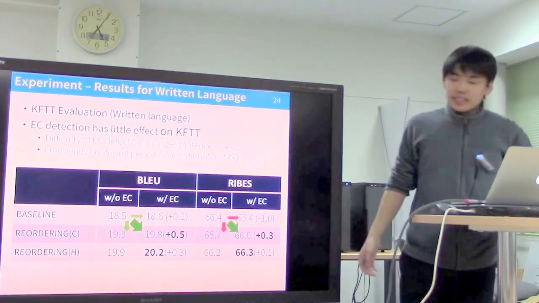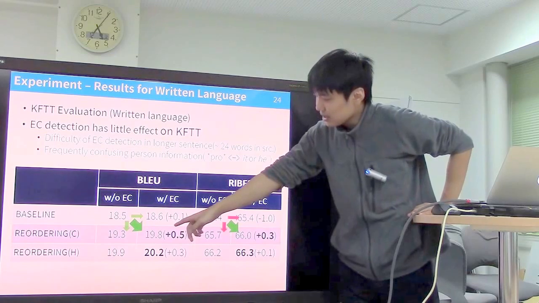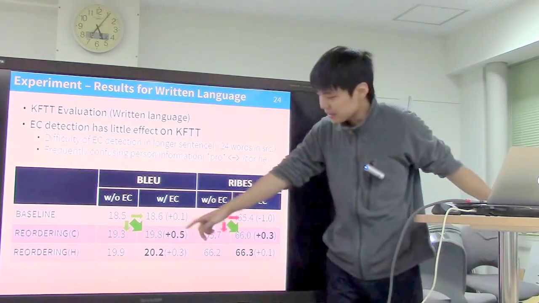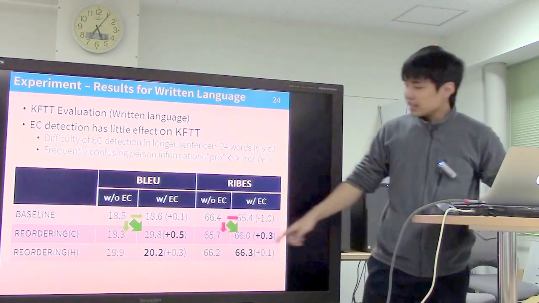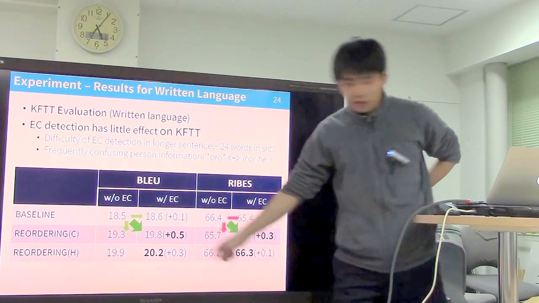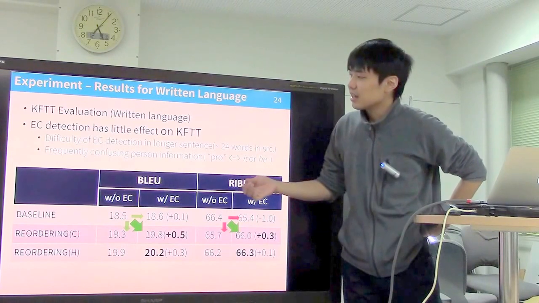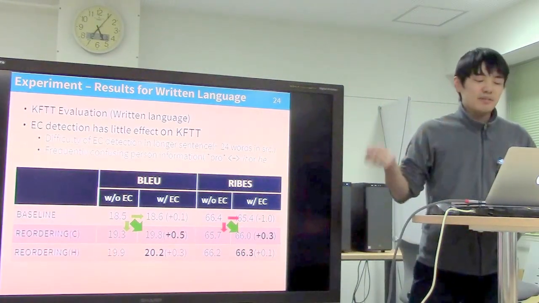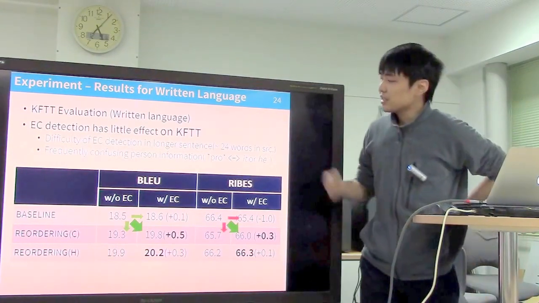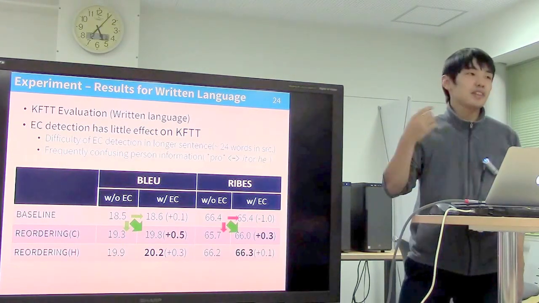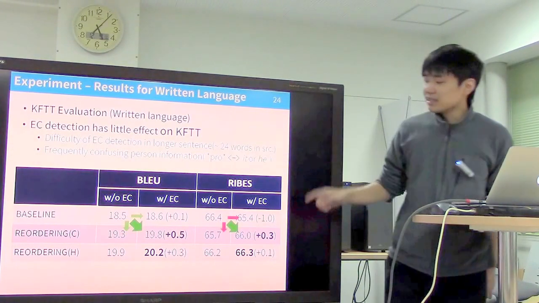This is the KFTT result. The tendency is almost the same as in the IWSLT, but the difference is smaller than in the IWSLT result. It's just 0.5, but combining the reordering model with the empty category detection, it improves the BLEU score by 0.5. This is because of the difficulty of empty category detection in longer sentences. Empty category detection depends on the accuracy of parsing, but parsing is inaccurate in longer sentences. In the KFTT corpus, the average sentence length is 24 words in the source.